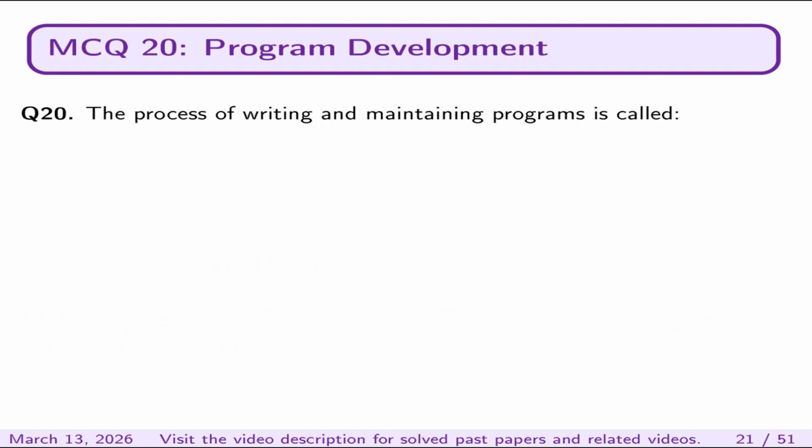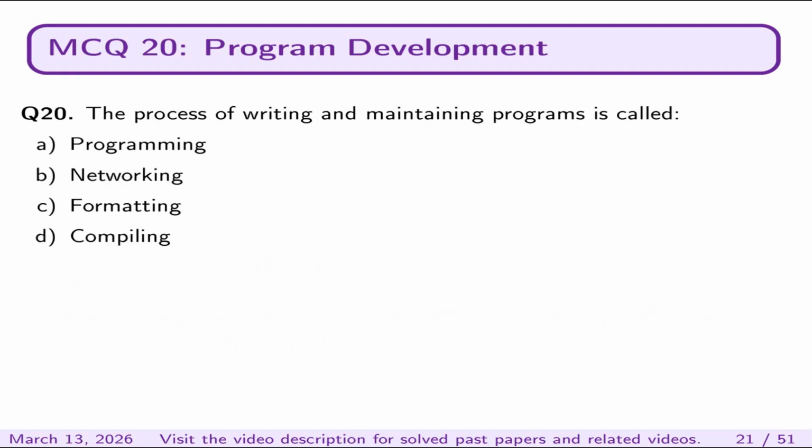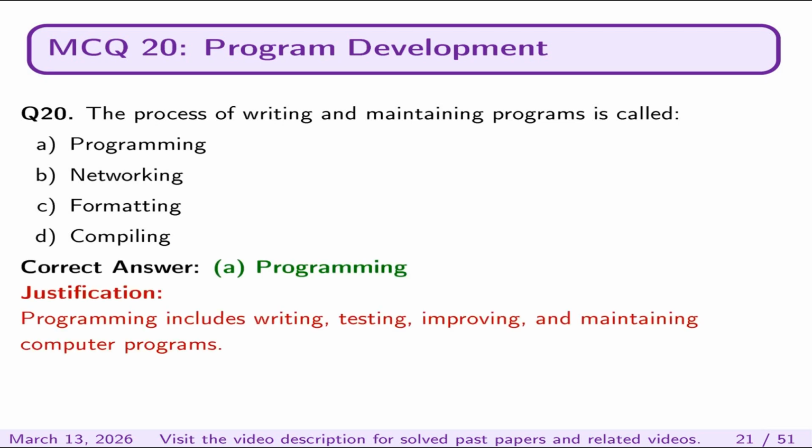Question number 20. The process of writing and maintaining a program is called programming, networking, formatting, compiling. The correct option is programming, because programming includes writing, testing, improving, and maintaining computer programs.